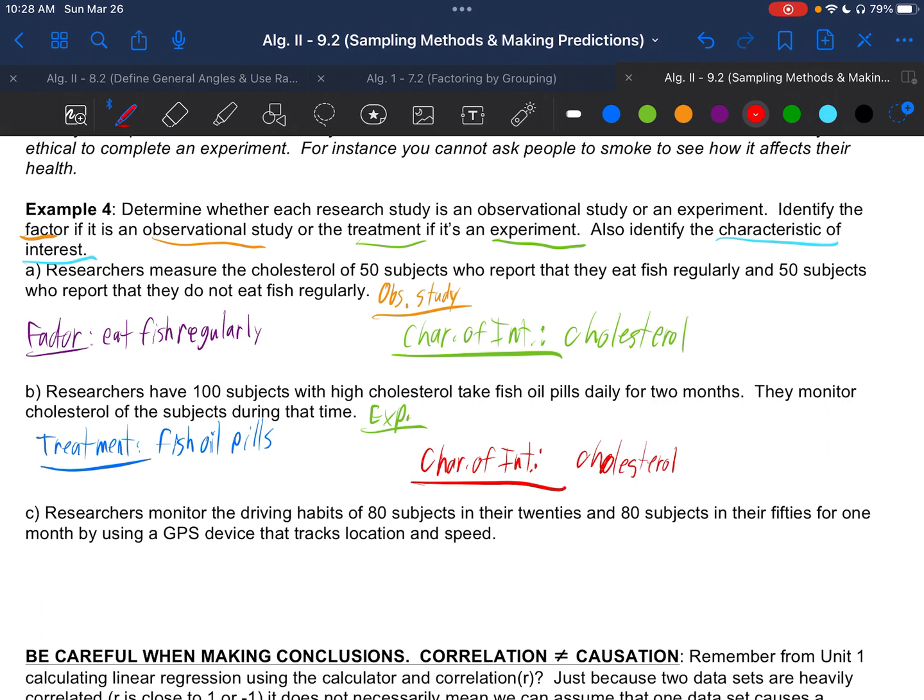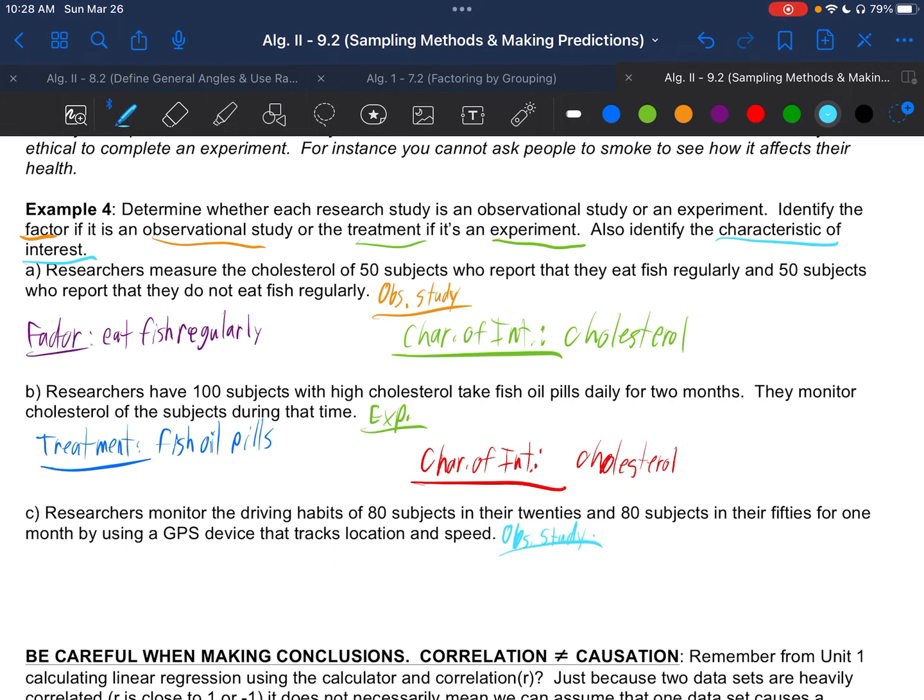Researchers monitor the driving habits of 80 subjects in their 20s and 80 in their 50s for 1 month by using a GPS device that tracks location and speed. So write down what you think this one is. This one is an observational study.